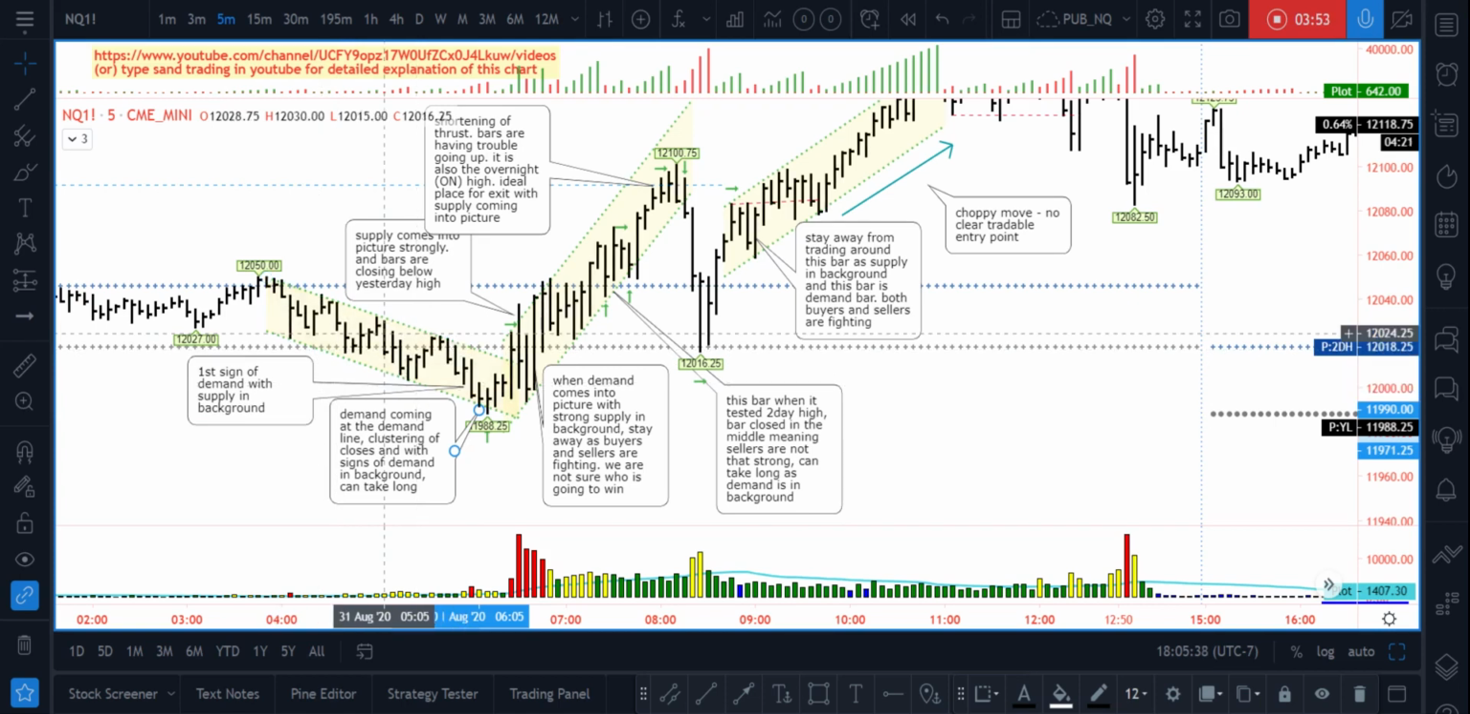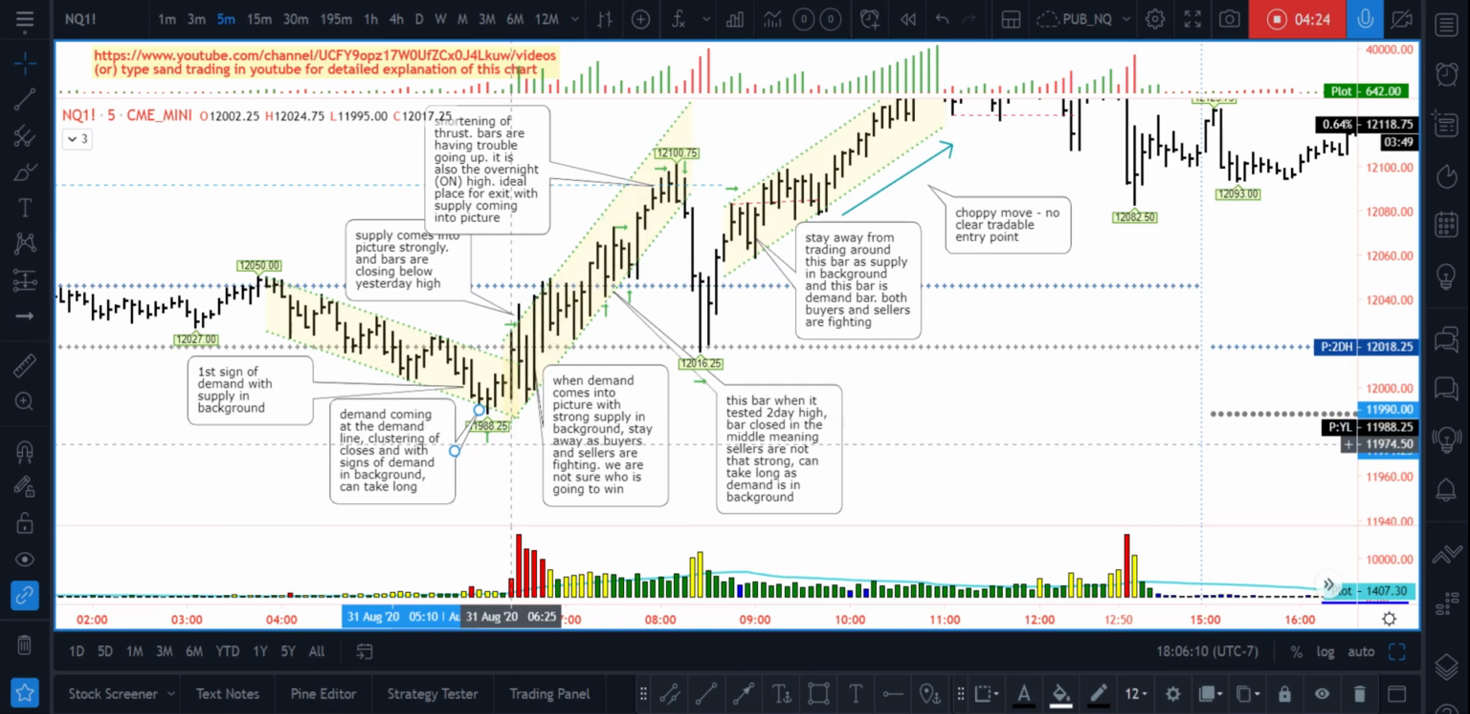So this is our demand line in the channel, and this is the supply line. At this area, this is the place you can take a long. The next two bars, you can see it starts going up. When this bar goes up, breaks the resistance, which is our yesterday's high, and then gets rejected and closes underneath that, that is where you get out of the trade.